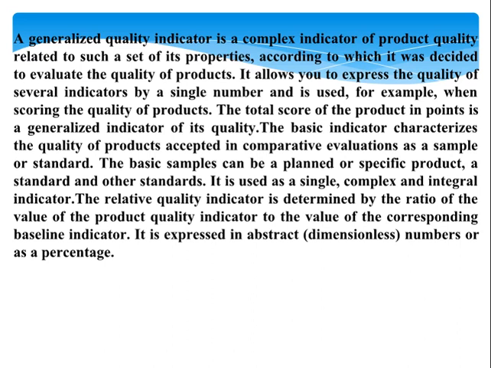The basic indicator characterizes the quality of products accepted in comparative evaluations as a sample or standard. The basic samples can be a planned or specific product, a standard, and other standards. It is used as a single, complex, and integral indicator. The relative quality indicator is determined by the ratio of the value of the product quality indicator to the value of the corresponding baseline indicator. It is expressed in abstract, dimensionless numbers or as a percentage.